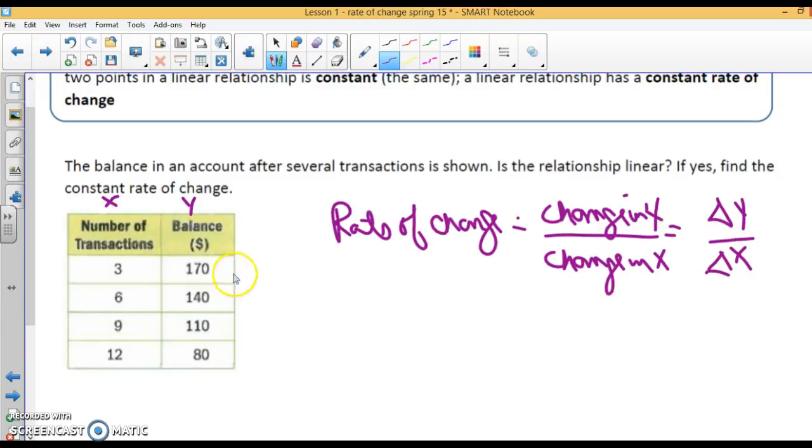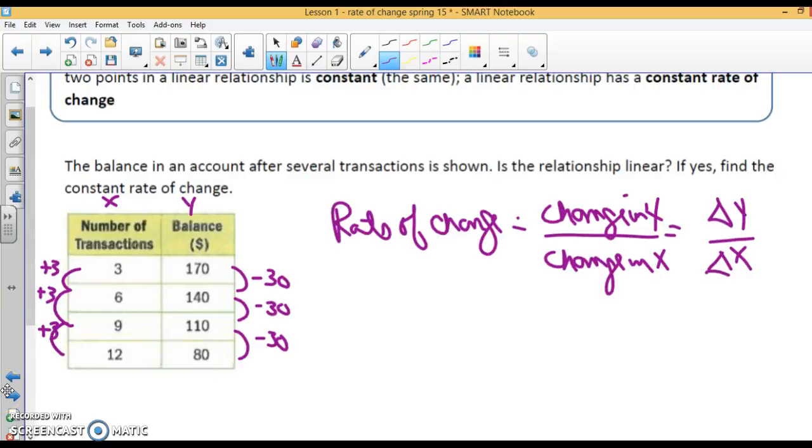Let's find our change. What's happening on this left side? Well, for it to go from 170 to 140, aren't I subtracting 30? From 140 to 110, I'm subtracting 30. From 110 to 80, I'm subtracting 30. So my change in my y column is minus 30. What's happening over here? On the x side, I'm going up by 3, up by 3, up by 3.